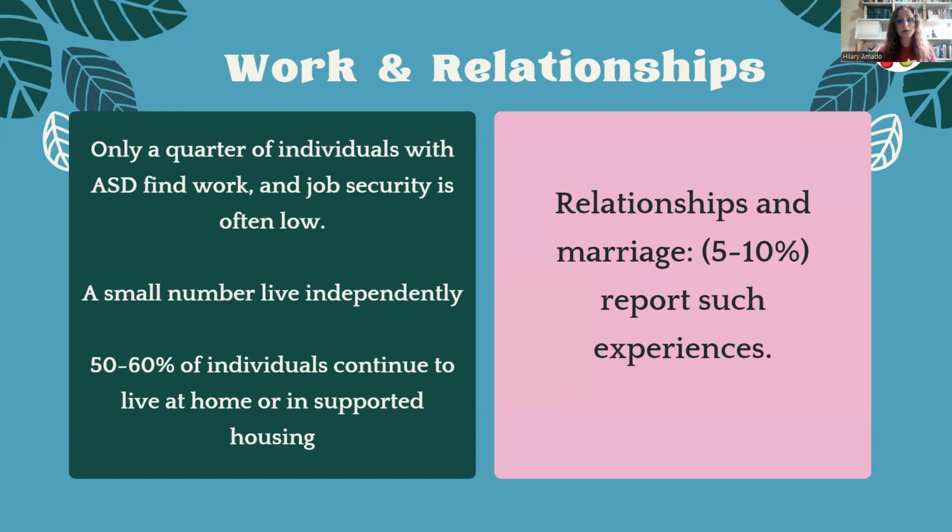While a small number of individuals with ASD live independently, most, probably 50 to 60%, continue to live at home or in supported housing. Those with higher functioning ASD are more likely to live independently. Relationships and marriage are uncommon among individuals with ASD, with only a small percentage, 5 to 10%, reporting such experiences.